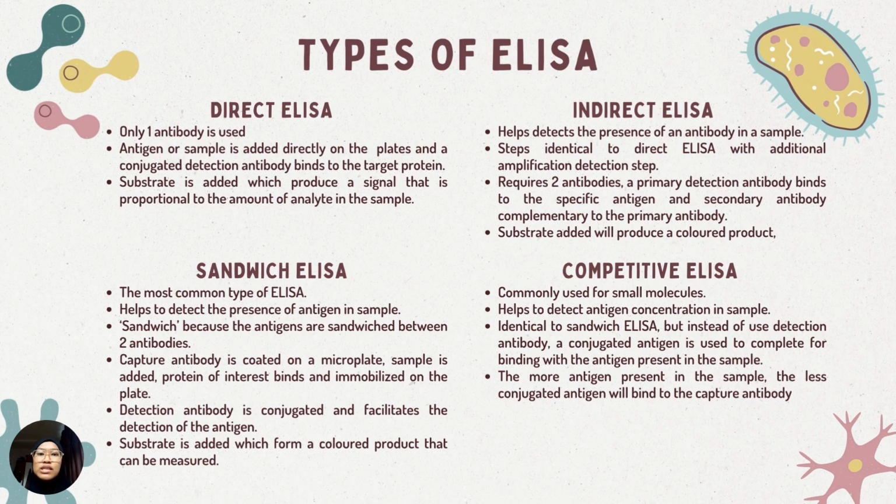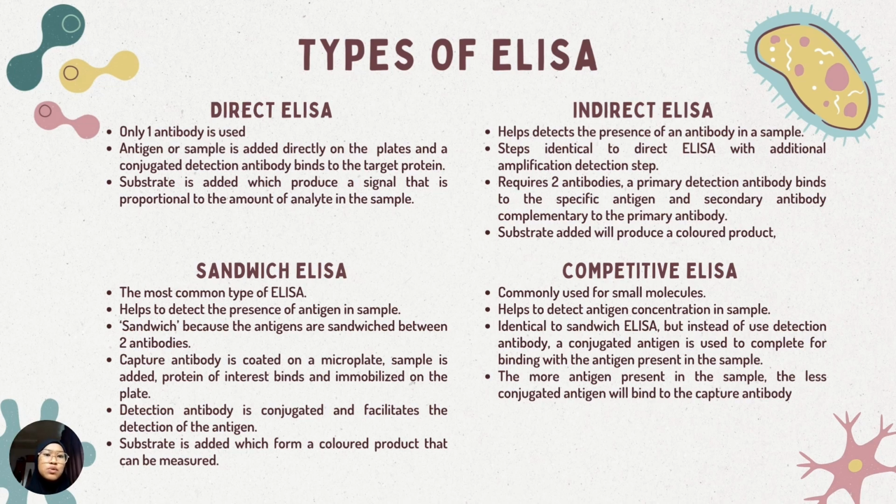Next, indirect ELISA. This ELISA helps detect the presence of an antibody in a sample, and the steps are identical to direct ELISA with an additional amplification detection step. It requires two antibodies. A primary detection antibody binds to the specific antigen, and a secondary antibody is complementary to the primary antibody. Substrate is then added and will produce a colored product.